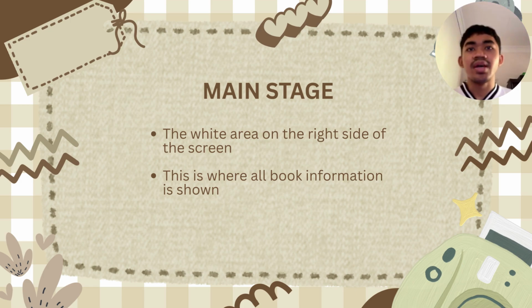First of all, we have the main stage, also called the output zone. The white area on the right side of the screen is where all the information about the books is shown in the program.